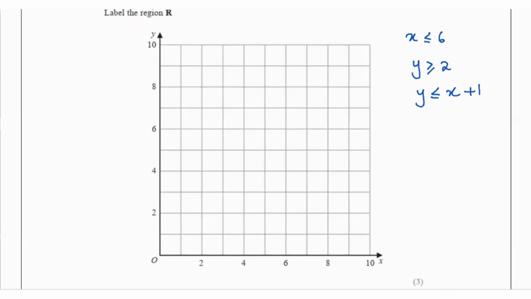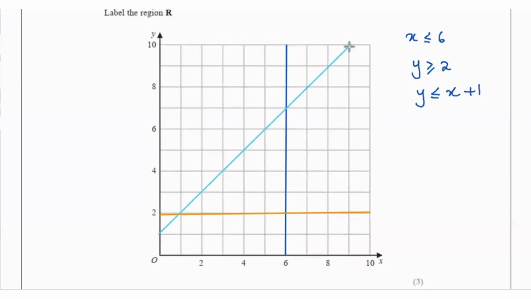So for x less than or equal to 6, we draw a line at x equals 6. Since it's less than or equal to, that means we'll draw a solid straight line. If it was x is less than 6, then you would draw a dotted line. Then for the next one, it's y is greater than or equal to 2. So you draw a line at y equals 2. And for the third one, y is less than or equal to x plus 1. We'll draw a line that passes through y equals 1.